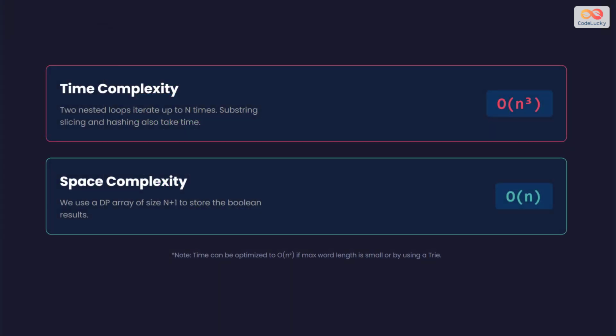Regarding efficiency, the time complexity is O of n cubed in the worst case, due to the nested loops and the string slicing operations inside the loop. The space complexity is O of n, simply to store our Boolean dp array. This is significantly faster than the exponential time of the naive approach.